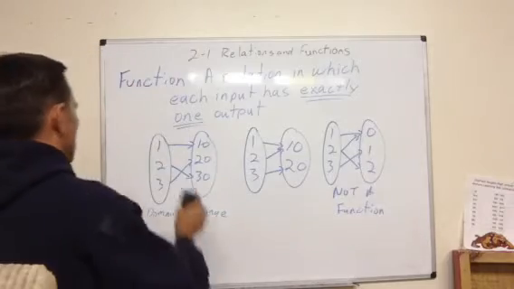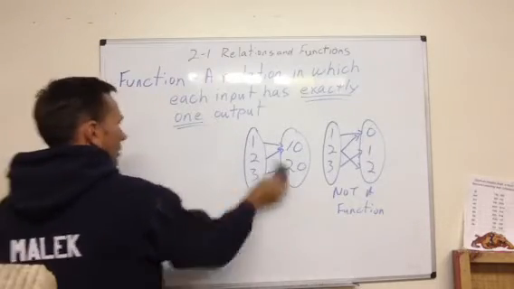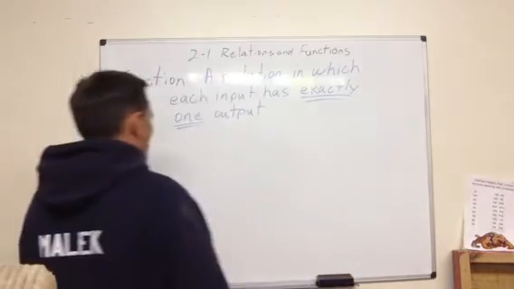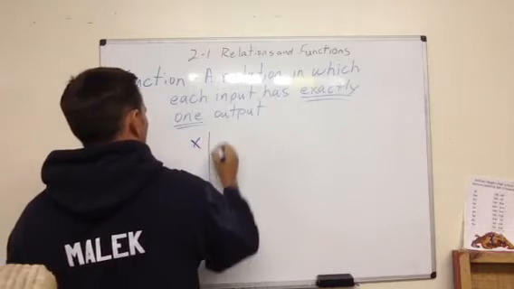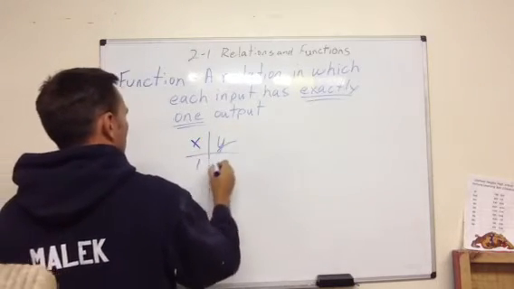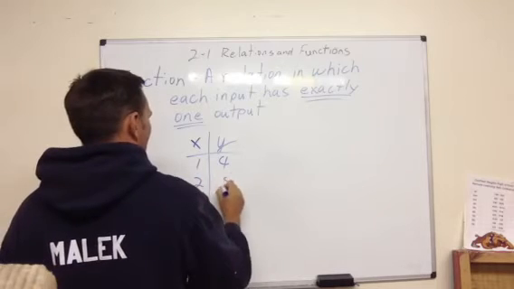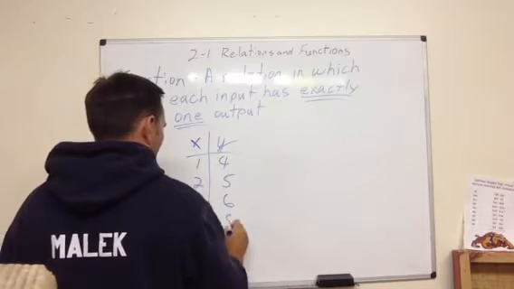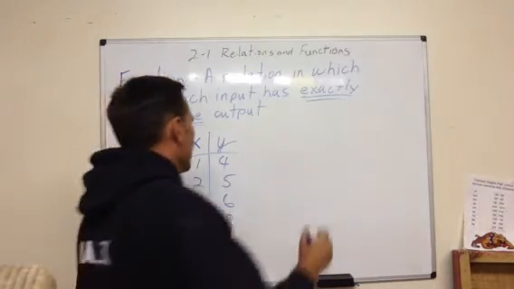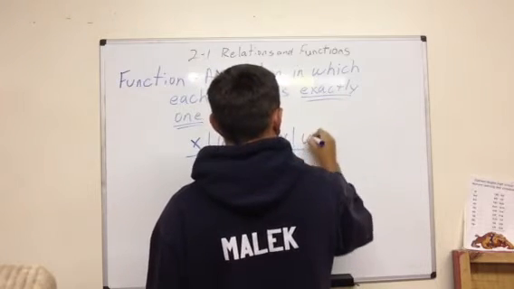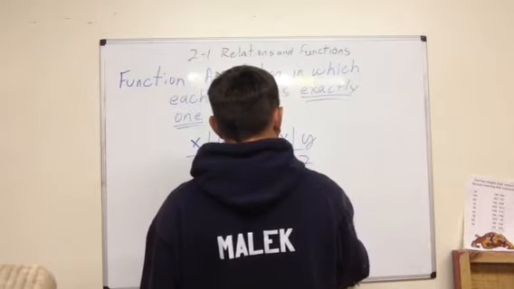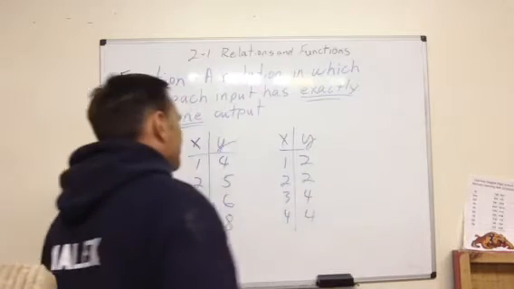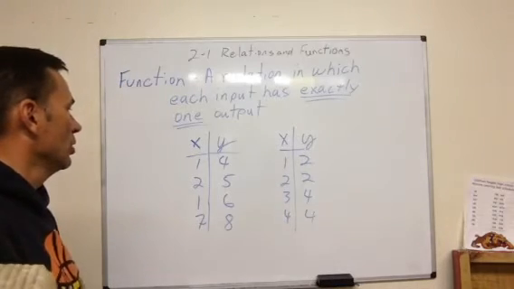So let's compare now a couple tables. One's going to be a function, one is not. Say we're given the information (1, 4), (2, 5), (1, 6), (7, 8). On the second one, we have (1, 2), (2, 2), (3, 4), (4, 4). Which one's a function? Which one is not?